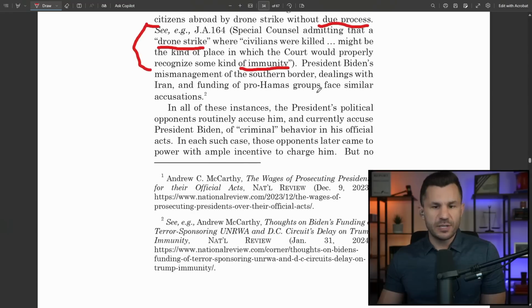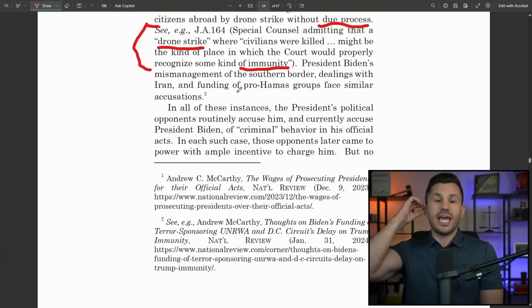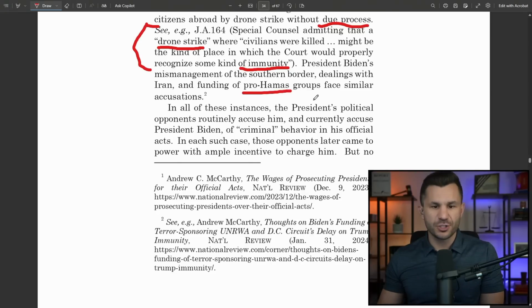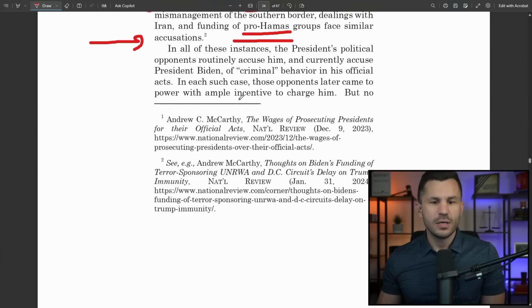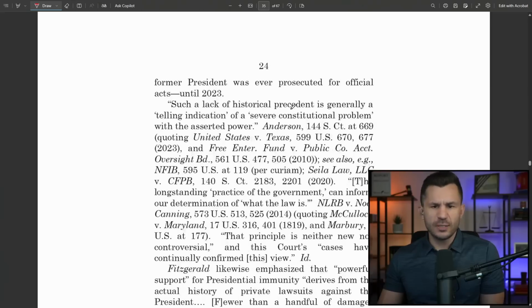Biden's mismanagement of the southern border, dealings with Iran, paying them money that's ending up in fronts that are causing problems throughout the world, and funding literally pro-Hamas groups. How come Joe Biden's not being indicted? In all of these instances, the president's political opponents routinely accuse him and currently accuse Biden of criminal behavior in his official acts. In such cases, each opponent later came to power with ample incentive to charge him. But no former president was ever prosecuted for official acts until 2023.